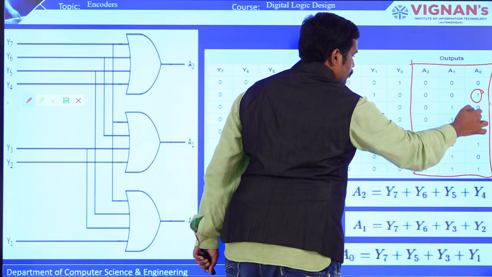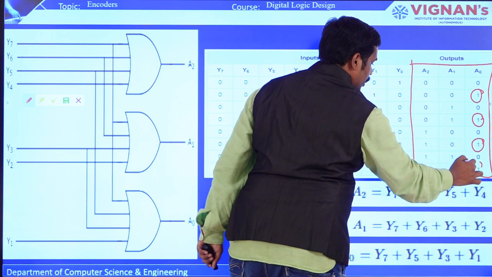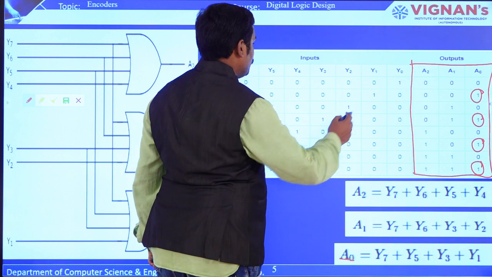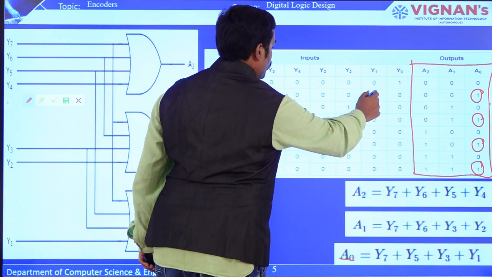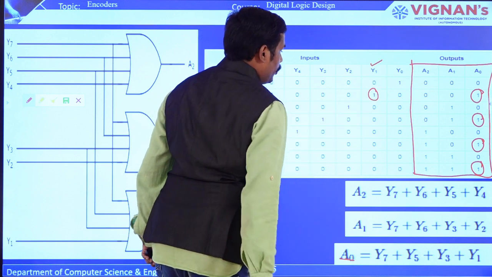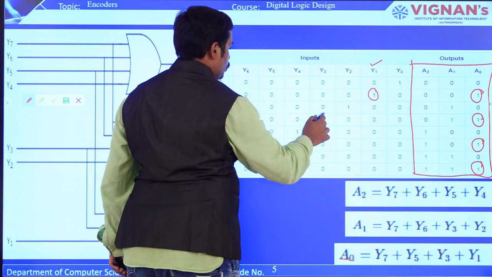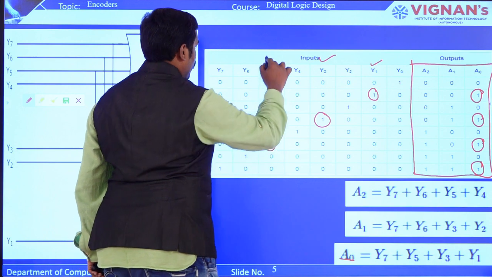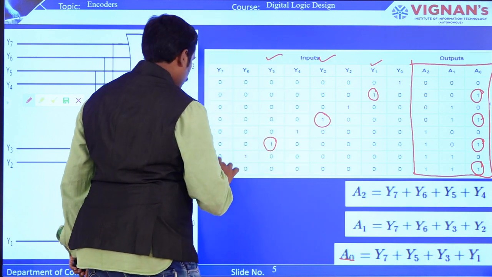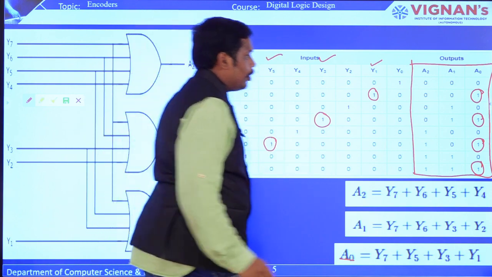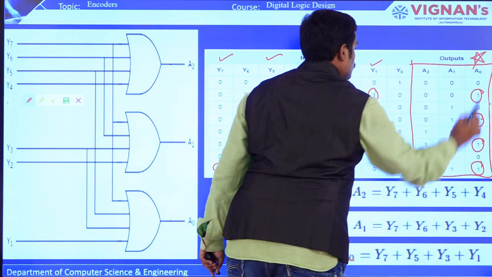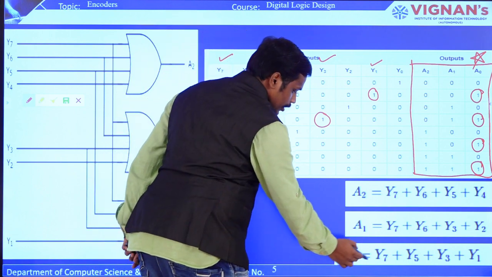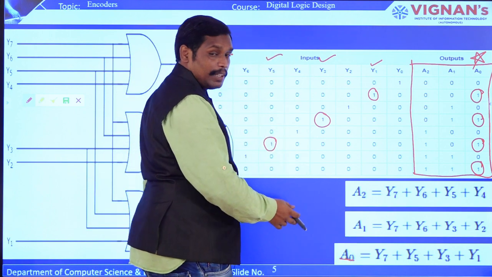For A0, wherever there is a 1, the corresponding inputs are added. So you can see that for A0, you are going to add the ones which are there. So Y1 you are going to add here, and here it is 1, so you are going to add Y3, and here it is 1, so you are going to add Y5, and there it is 1, so you are going to add Y7. So for A0, you are going to represent it with the selected inputs. Here you can see that A0 is derived as Y1 plus Y3 plus Y5 plus Y7.